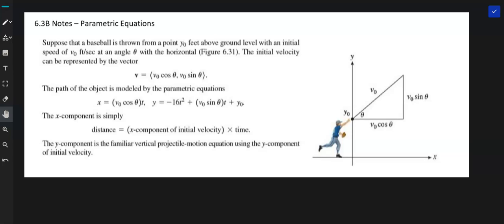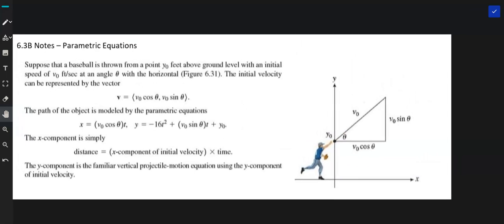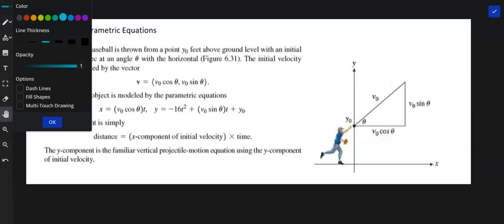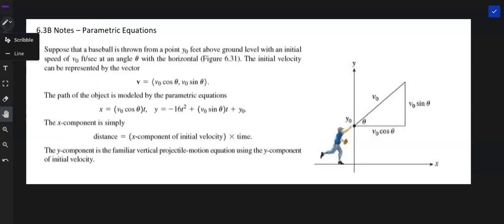When an object is launched, whether a baseball is thrown or hit or a golf ball or something like that, it has a vertical and a horizontal component. The magnitude is represented by the original velocity. But your components on the x are based on cosine times the original velocity and sine times the original velocity.